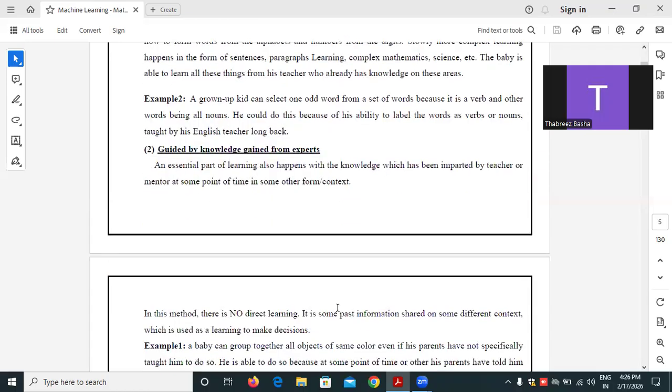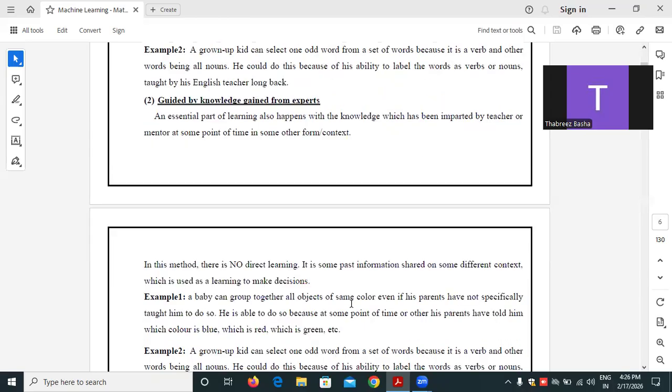It is an essential part of learning. It also happens with the knowledge which has been imparted by a teacher or mentor at some point of time in some other form or context. In this method, there is no direct learning. It is some past information shared in a different context, which is used to make decisions.